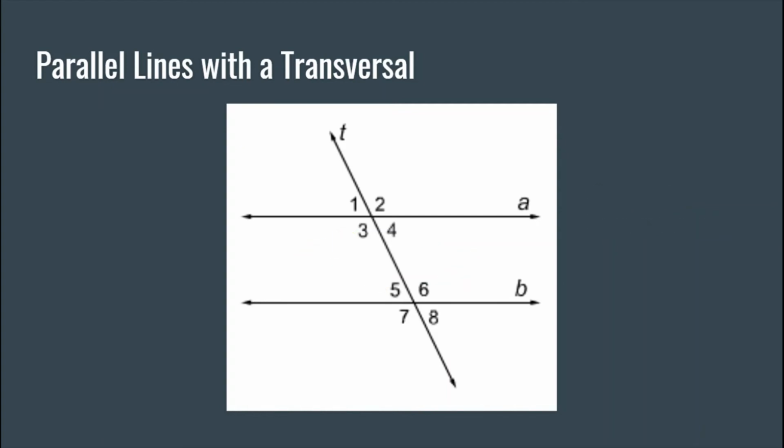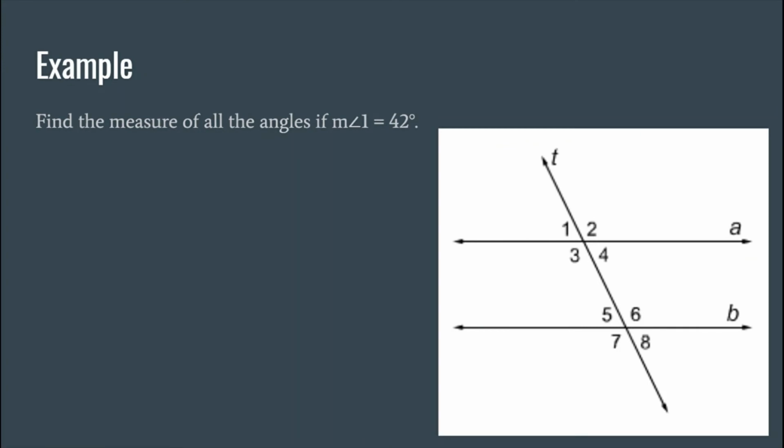Alright, so let's take a look at an example. Find the measure of all the angles if the measure of angle 1 is 42 degrees. Angle 1 and angle 4 are congruent because they're vertical angles. Angle 1 and angle 5 are congruent because they are corresponding angles. You could also say angles 4 and 5 are congruent because they're alternate interior angles.